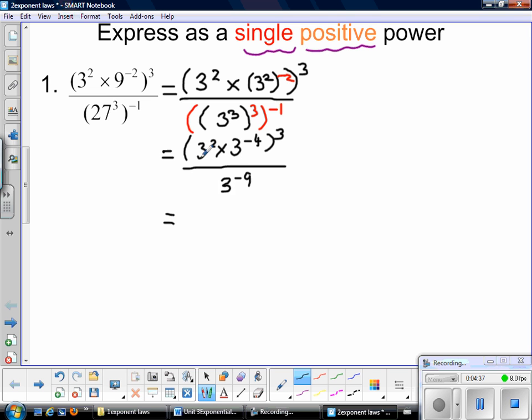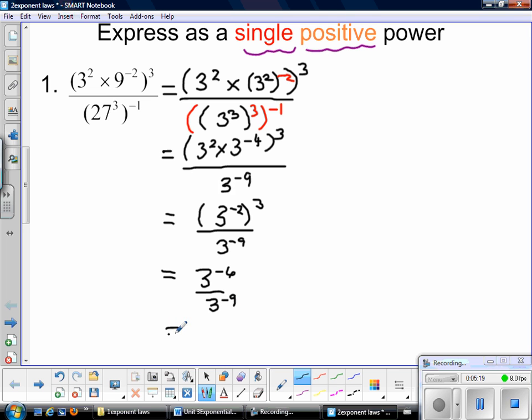Now, when I am multiplying and my bases are the same, such as they are here, I add the exponents. So on the top, I have 3 squared times 3 to the negative 4. When I add 2 plus a negative 4, I'm going to end up with 3 to the negative 2, and I'm going to leave my denominator alone. So we have one more power to the power at the top in our numerator, so that will become 3 to the negative 6 all over 3 to the negative 9.